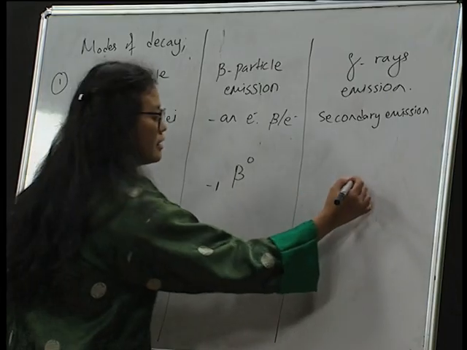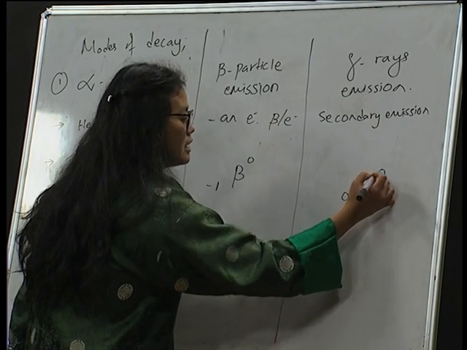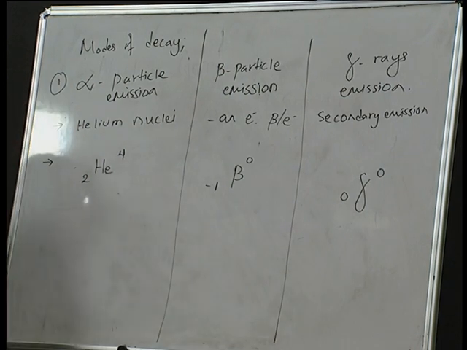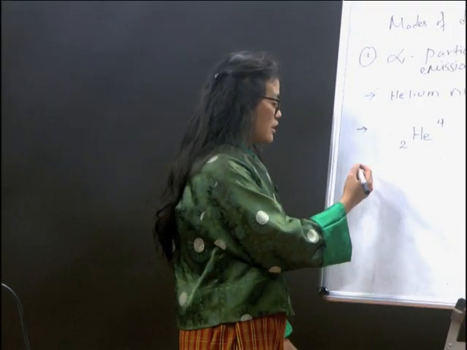Gamma, there is not any change. So, mass is 0, even the atomic number or the charge is 0. So, this is the representation. Now, I will explain the equation.